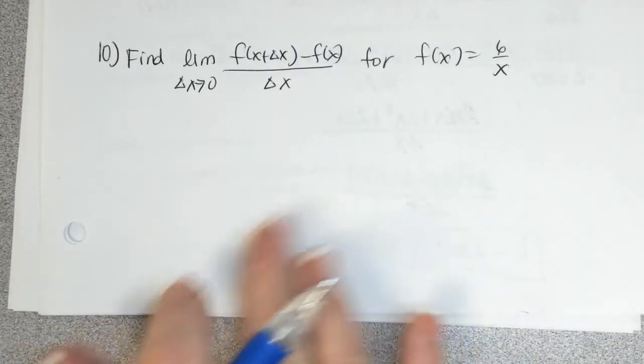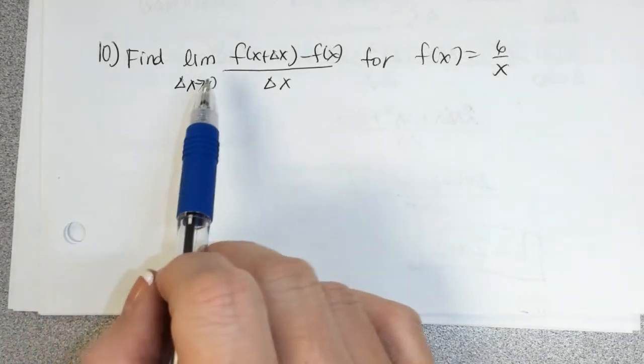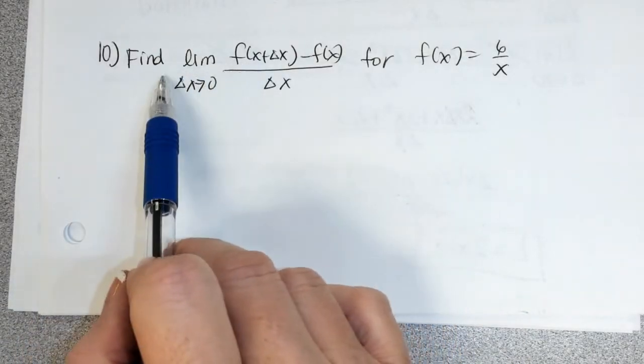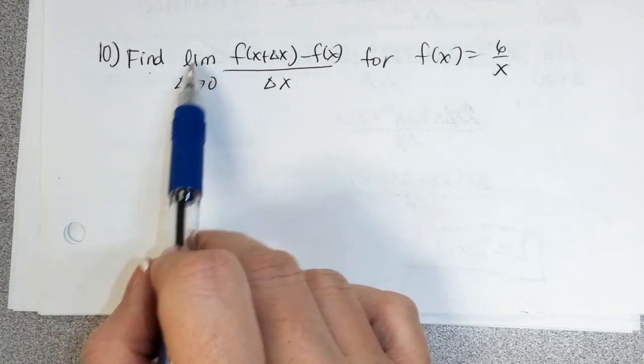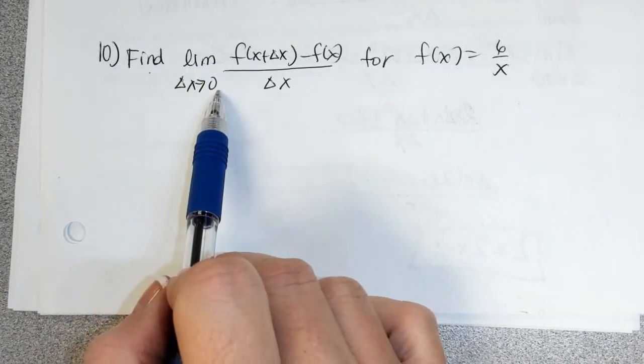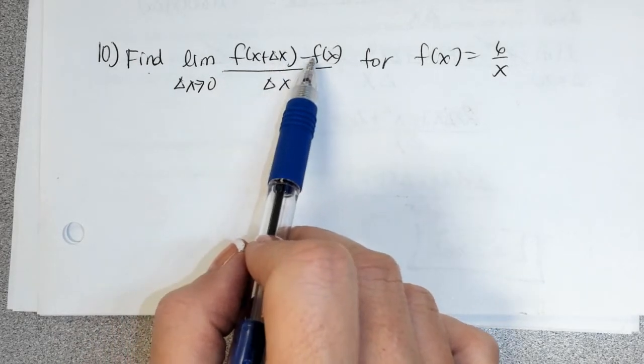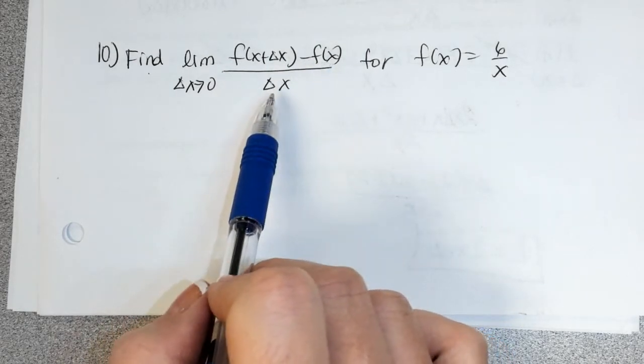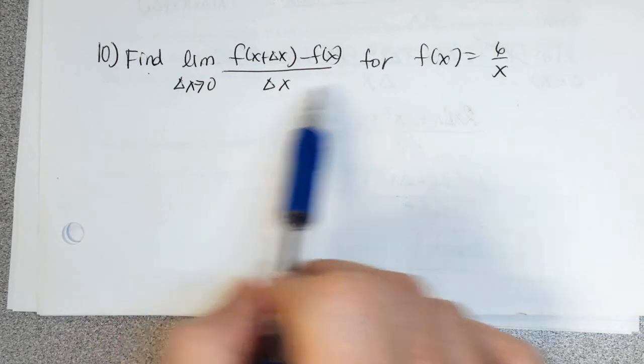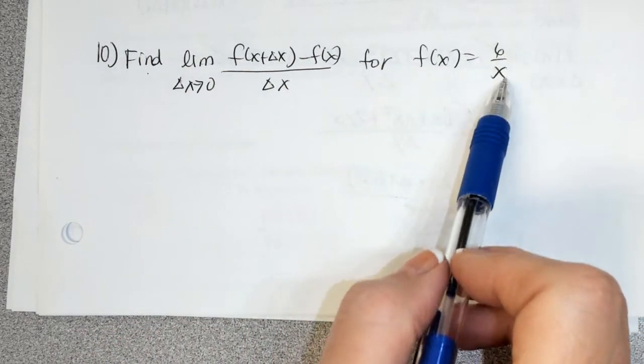Okay, this last problem is not on your notes, but it's something that you need to be able to do for the quiz, and it's kind of complicated. So you want to find the limit as delta x approaches 0 of f of x plus delta x minus f of x over delta x for f of x equals 6 over x.